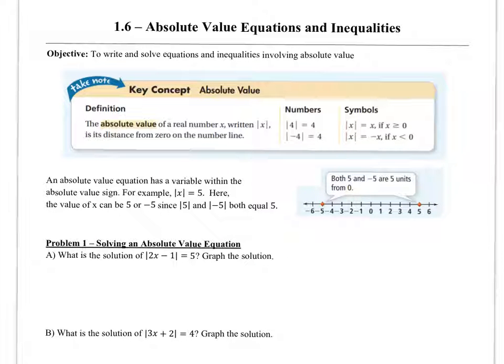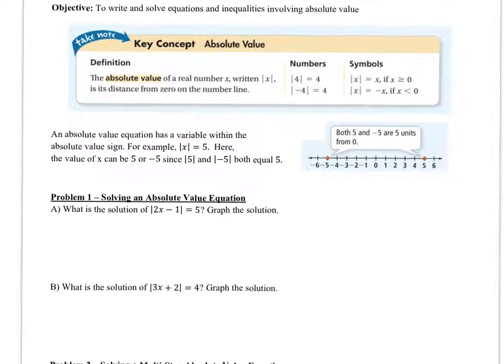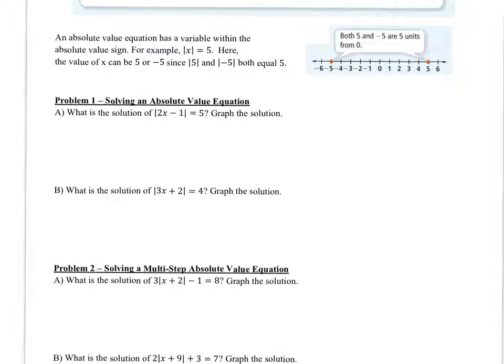1.6, absolute value and inequality. So first we're going to deal with equal signs, and then we're going to deal with inequality signs. So the first one, when I graph my solution, it's the equal sign, it's just one dot. When you're dealing with absolute values, you're always going to have two answers. So remember, with every absolute value, you can have a positive or negative answer inside the absolute value. So I have two separate equations.